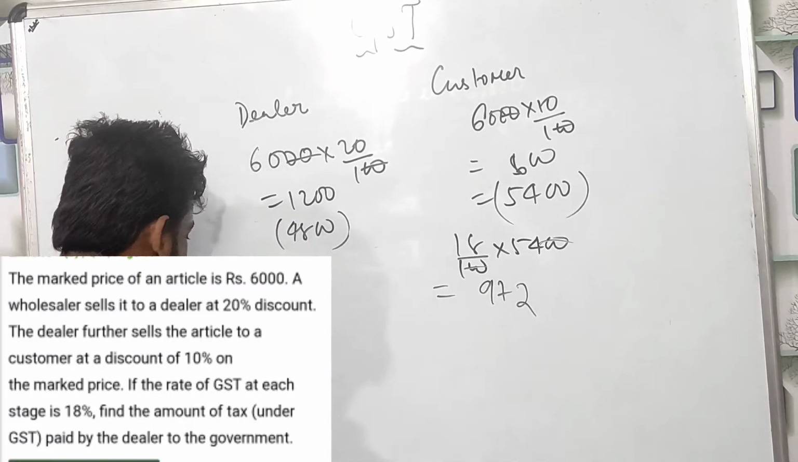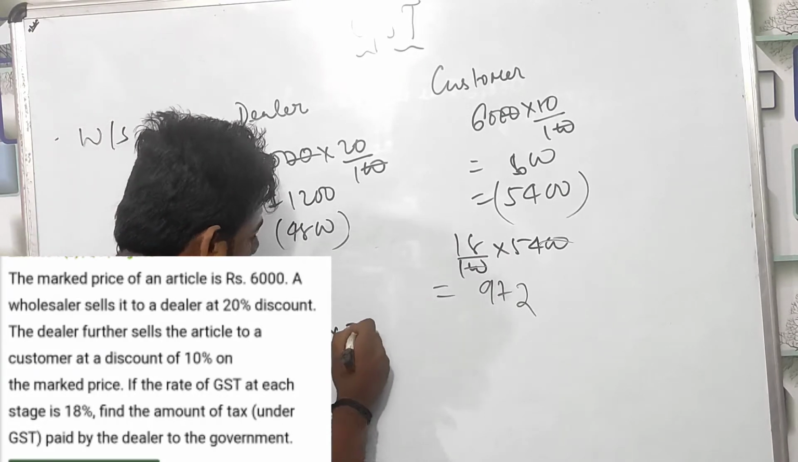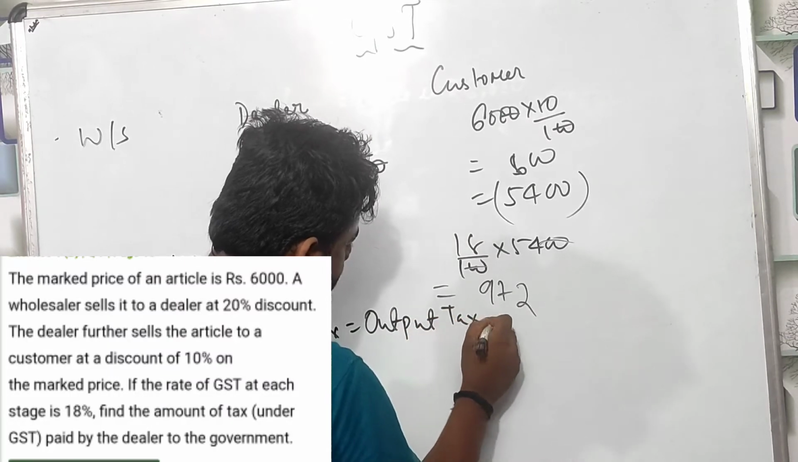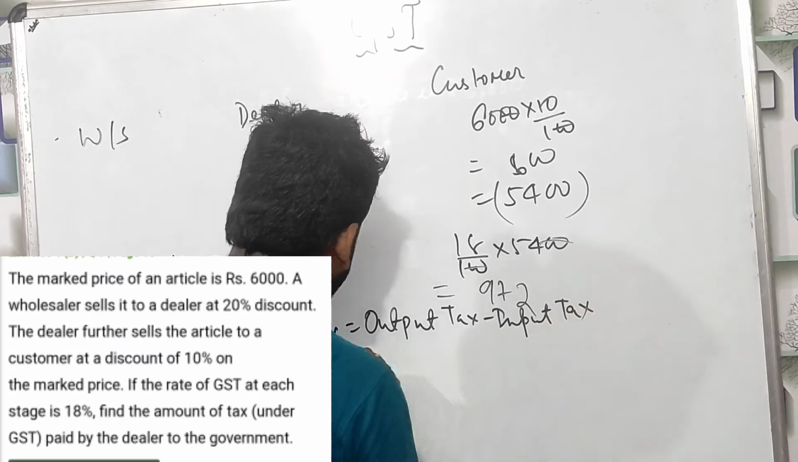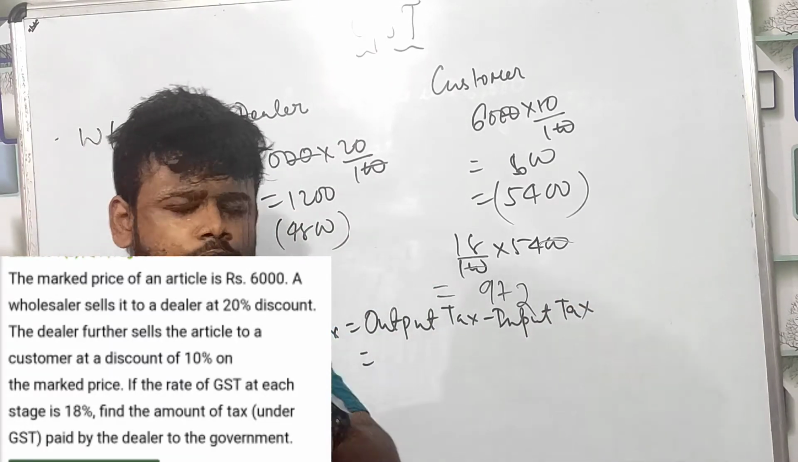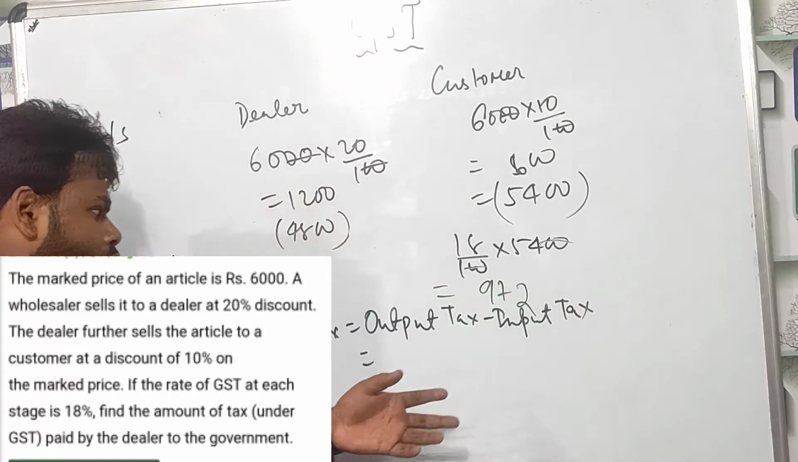Definitely net tax equals, you know the formula very well, output tax minus input tax. I hope you can do it with the process, because you are in 10th grade. If you don't know the process, you can come again and ask me for the solution. I will come with a video solution again, no problem.